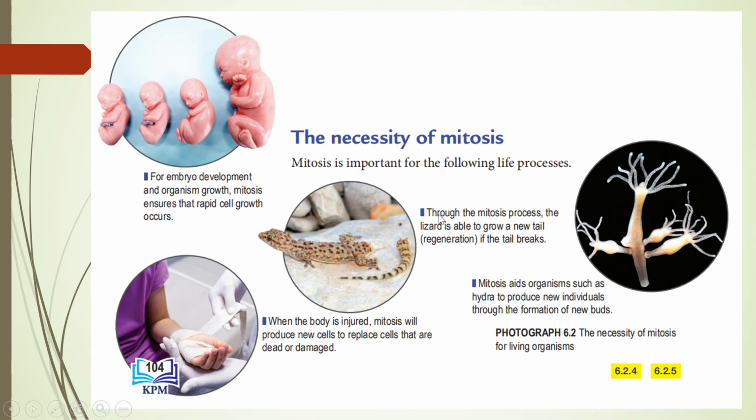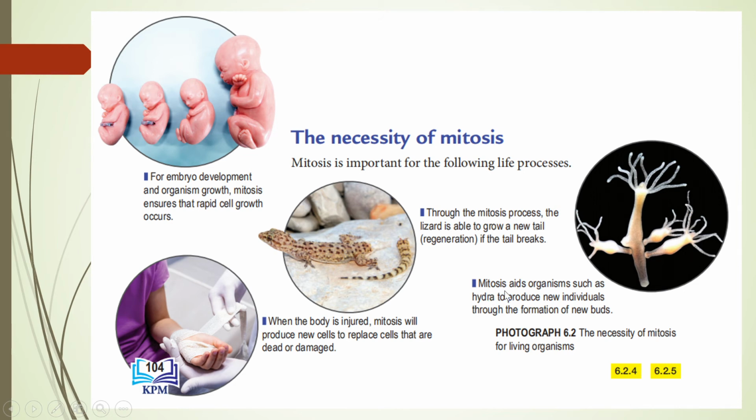Number three, through the mitosis process, a lizard is able to grow a new tail. Again it is for growth, but here we emphasize regeneration. If the tail breaks, this is also mitosis. We want the same number of chromosomes and also the same genetic content.